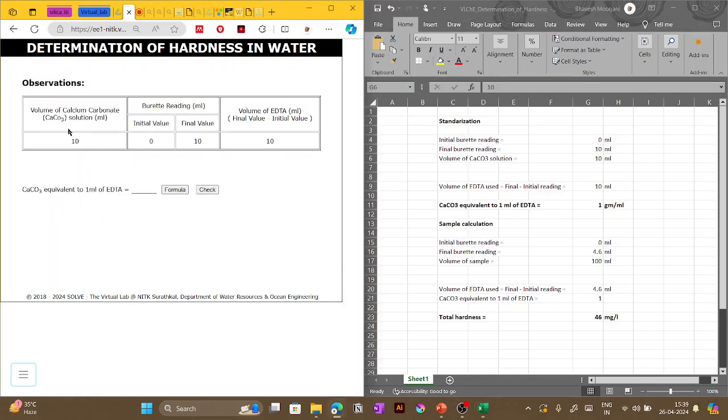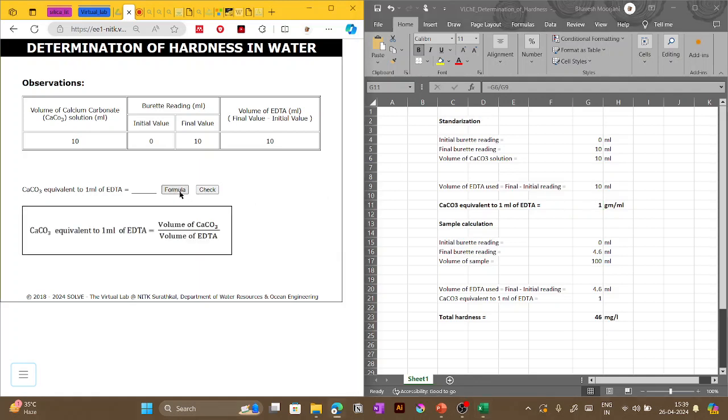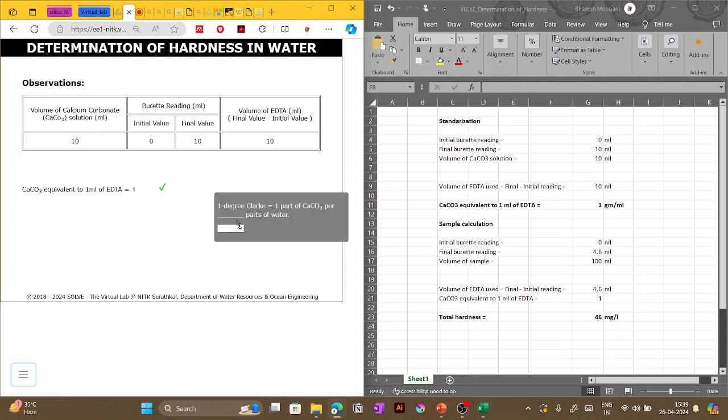So 10 ml solution માટે 10 ml EDTA વપરાયું. So volume of EDTA used will be final value minus initial value, which is 10 ml, and CaCO3 equivalent to 1 ml EDTA. So the formula is given here, that is volume of CaCO3 used divided by volume of EDTA. So 10 by 10 is 1 gram per ml, the strength of our solution. So put 1 and check it.